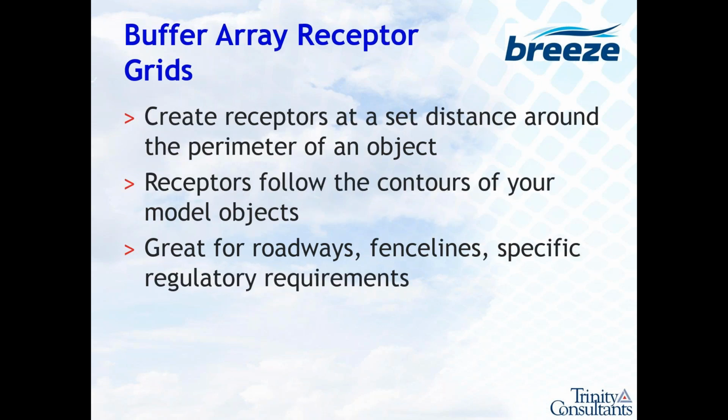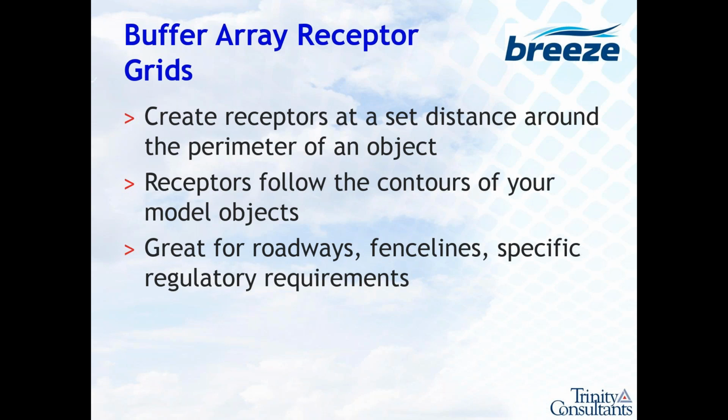Next, the buffer array receptor grid tool. This tool creates receptors at a set distance around the perimeter of an object, either one row of receptors or many rows, depending on what you prefer. So those receptors will then follow the contours of the model objects. So this is great for things like roadways and fence lines.